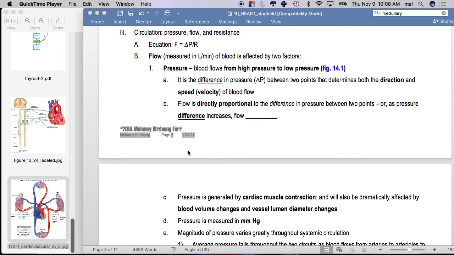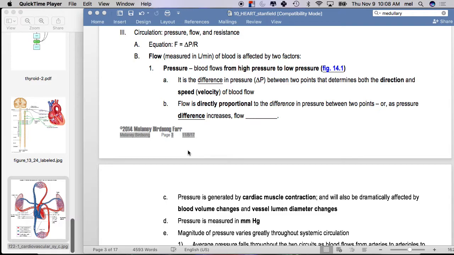Flow can be measured in any unit of volume per unit of time, right? So we're measuring the speed of blood flow, and we'll do it in liters per minute or sometimes milliliters per minute, is delta P over R. P is pressure, but it's really not pressure that makes blood flow, it's difference in pressure.